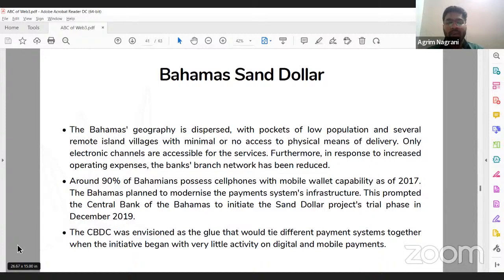So the Bahamas government planned to modernize the payment systems in their infrastructure. This prompted the Central Bank of Bahamas to initiate the Sand Dollar project in the trial phase, through which they created their own CBDC currency, which can be directly used for trading and peer-to-peer transactions for Bahamian citizens.